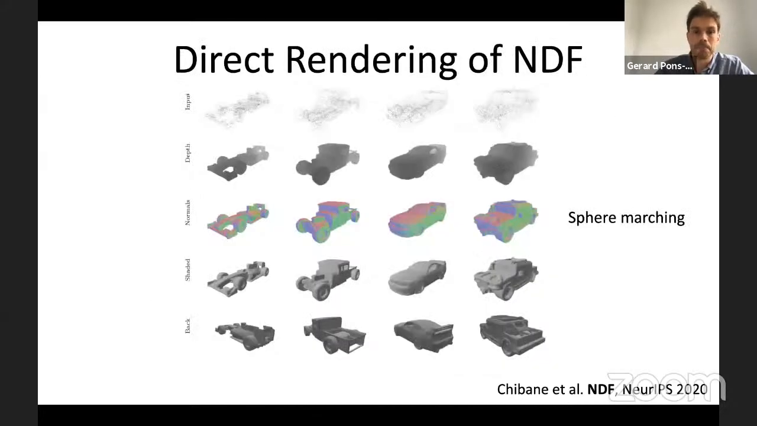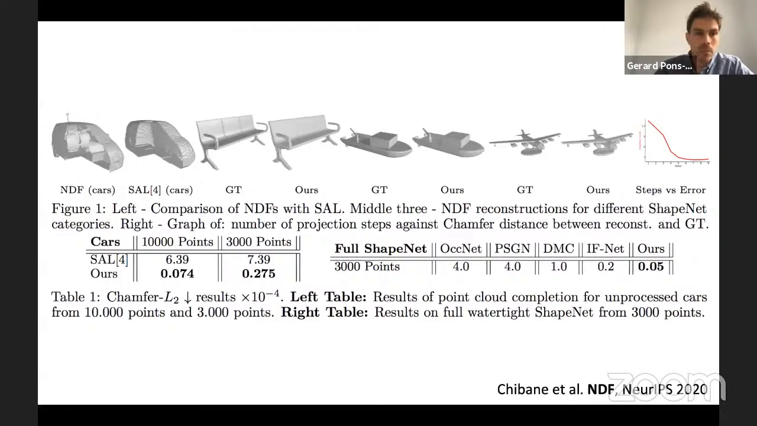I'm not going to get into detail, but in the paper, we also show how to render depth directly or normals using a variant of sphere marching. We have a comparison for those of you who are into this topic.